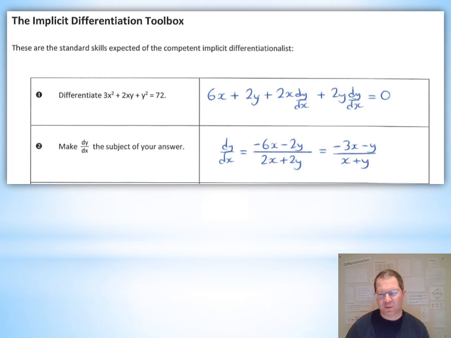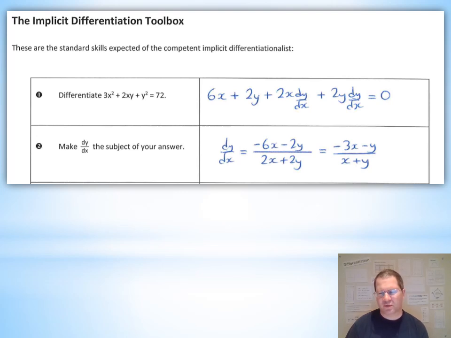So, for number 1, we've been asked to differentiate 3x squared plus 2xy plus y squared equals 72. Although it doesn't say it, we're going to differentiate it with respect to x. 2xy is a product of x and y, so we're going to be using the product rule. y squared is a function of y, so we're going to be using the chain rule. Both of those rules were demonstrated in the previous video on the process of implicit differentiation.